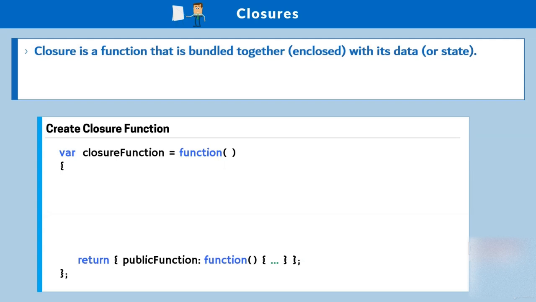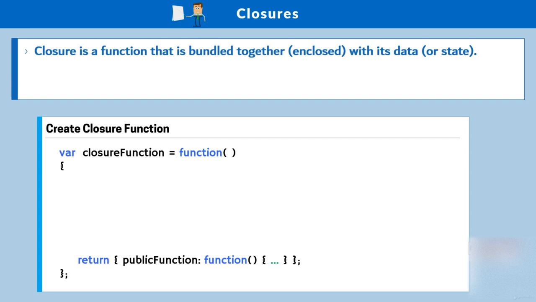For example, you take a bank. Suppose it contains a function called deposit, which adds money into the bank account. So in this case, the current account balance should be bundled along with the deposit function and should not be accessible outside the function.